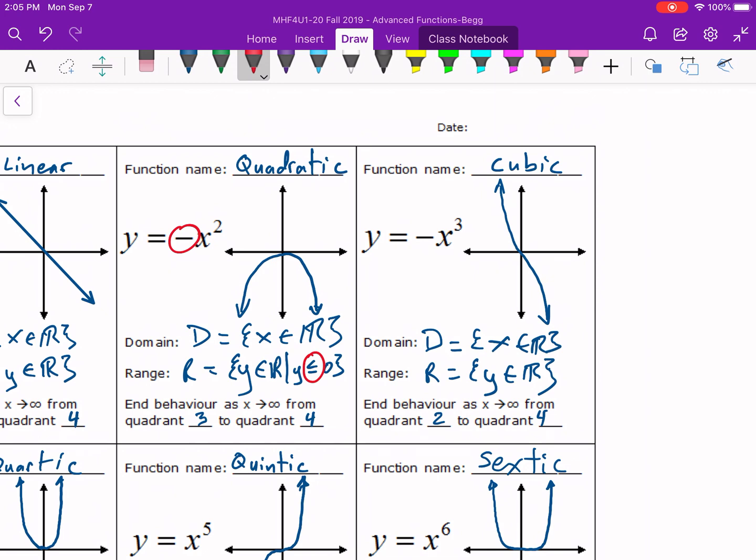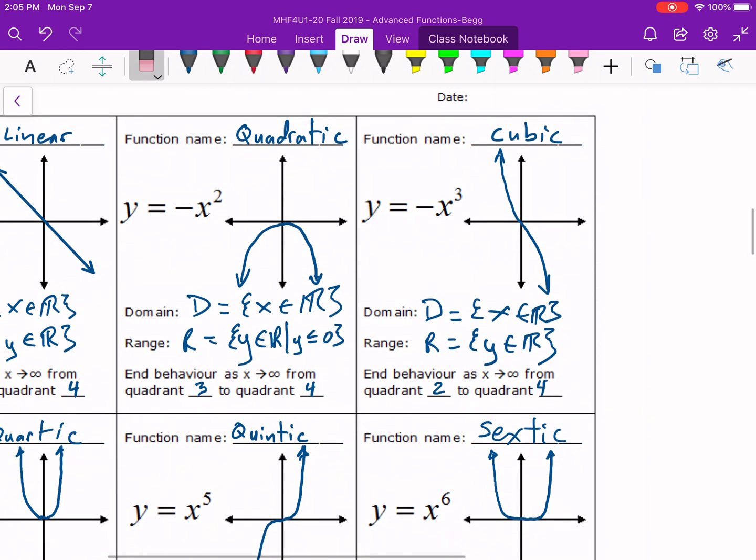That changes the end behavior as well. So what that means now is that we're going from quadrant 3 to quadrant 4.